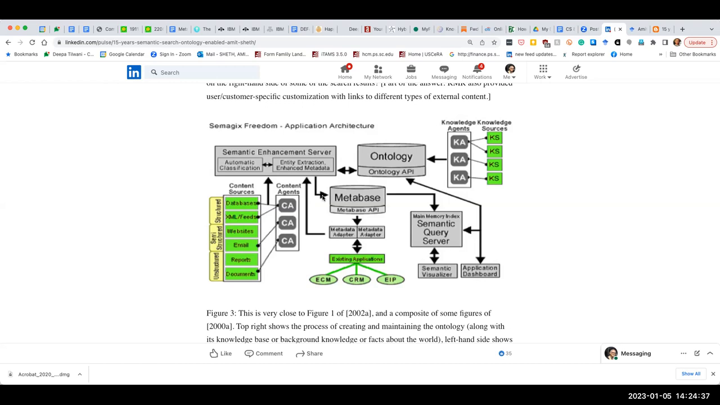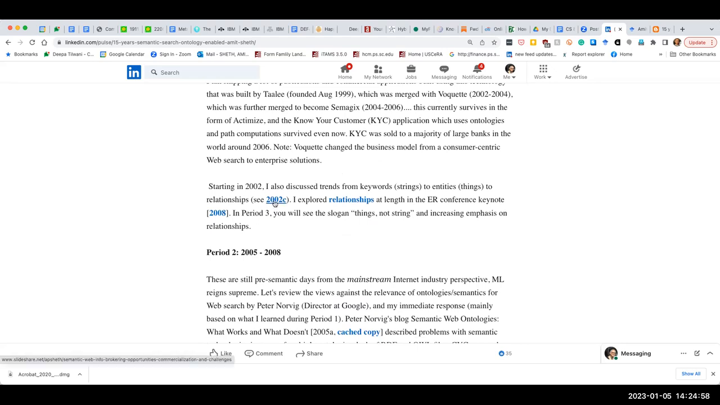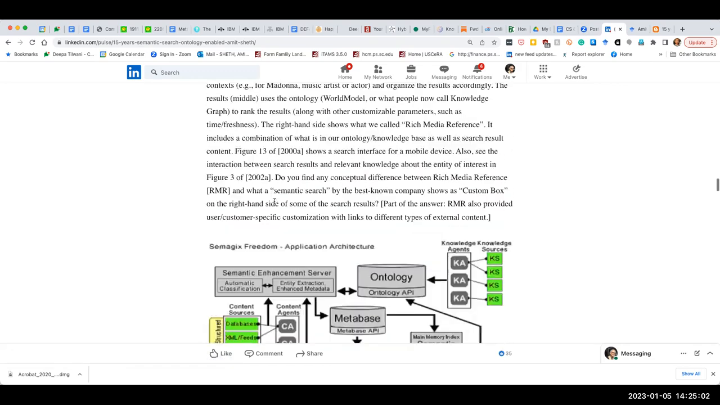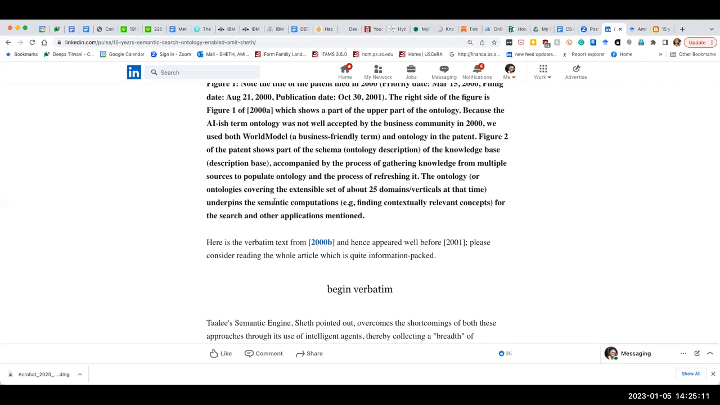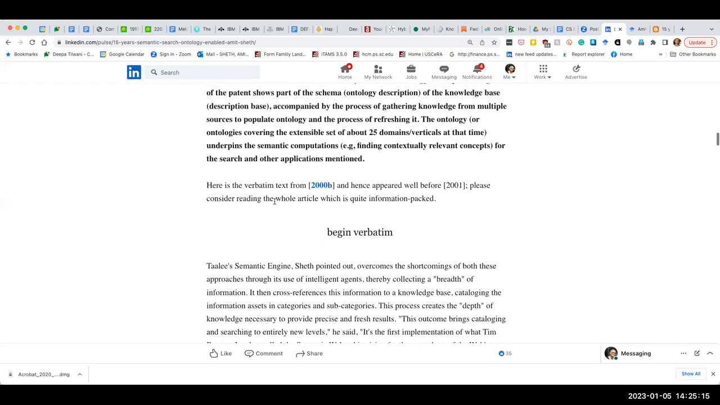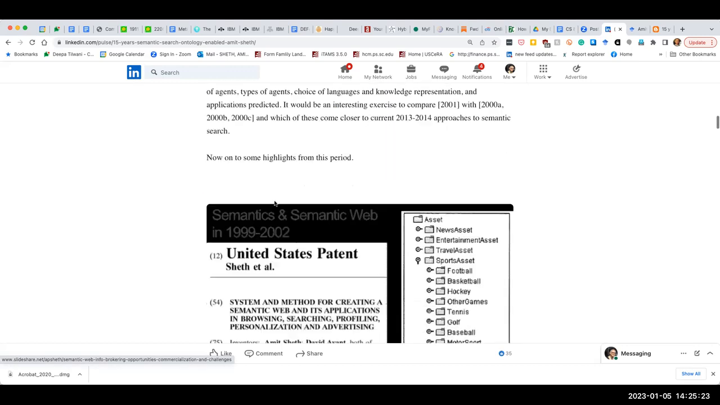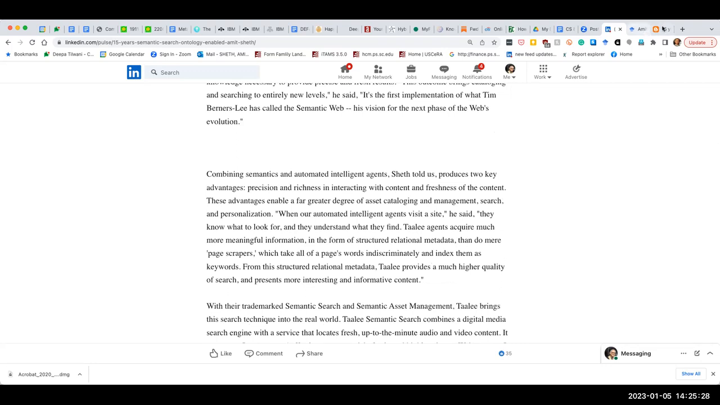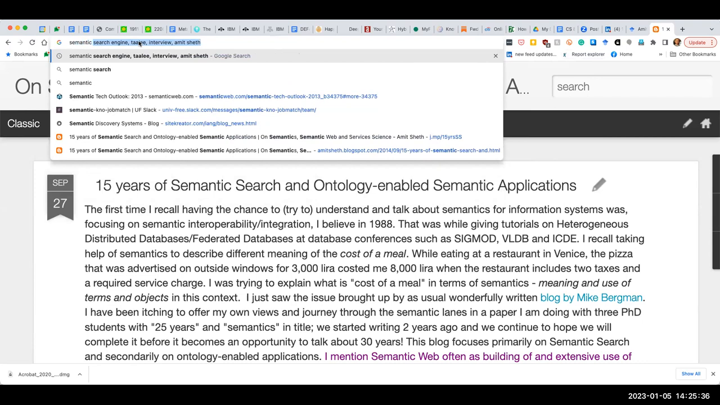Now, this one had a major innovation. What is the major innovation? This one, the semantic enhancement server. What was the major innovation? Anybody know that? Let me show you, because this brings us to neuro-symbolic computing, by the way.